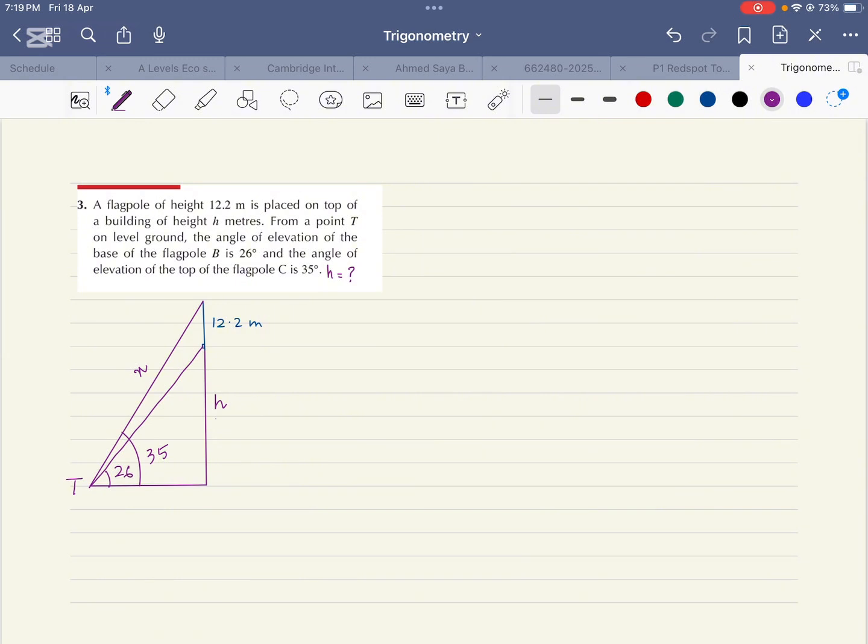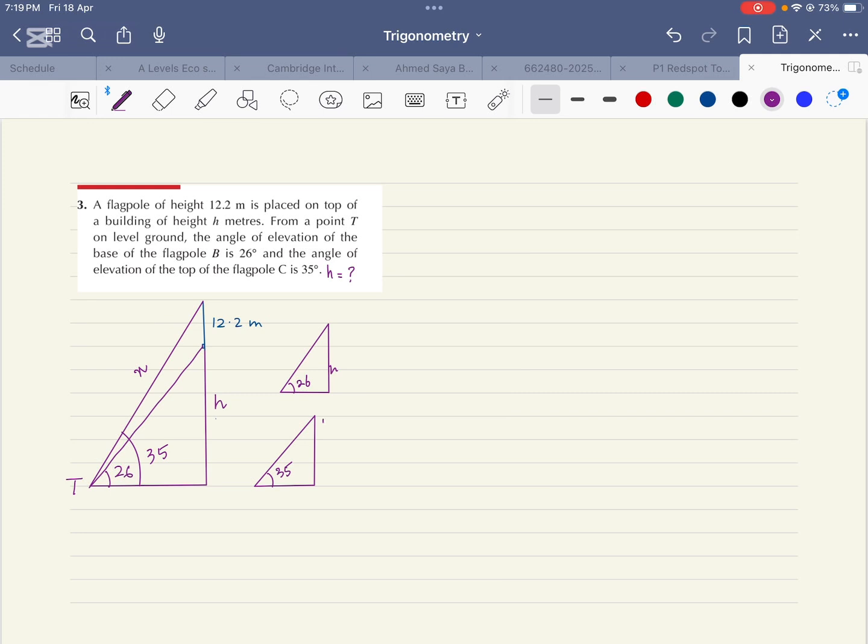First, we can see that for h we don't have two measurements. Even if we try to use tan, then we don't have the base. If we try to use cos, then we don't have the hypotenuse. So what are we going to do? We are going to find out h for both the triangles. H for the triangle where we have the angle 26, and h for the triangle where we have angle 35. But how are we going to find out h for both of them?